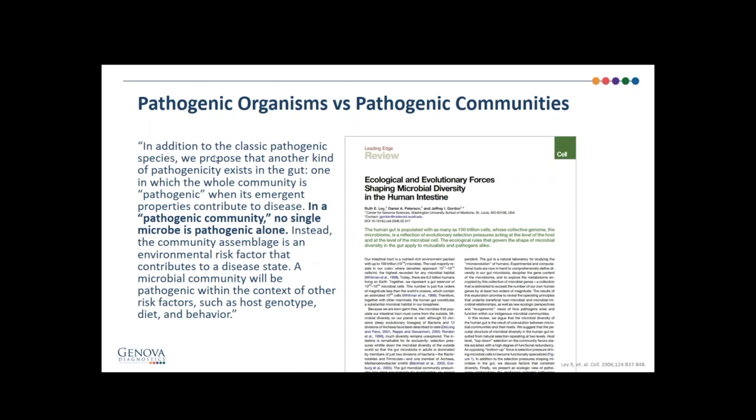I'll read some of it here. It says, in addition to the classic pathogenic species, we propose that another kind of pathogenicity exists in the gut, one in which the whole community is pathogenic when its emergent properties contribute to disease. In a pathogenic community, no single microbe is pathogenic alone. Instead, the community assemblage is an environmental risk factor that contributes to a disease state. So it's really the whole environment that makes the community pathogenic.